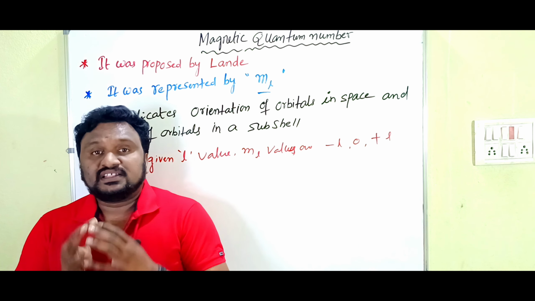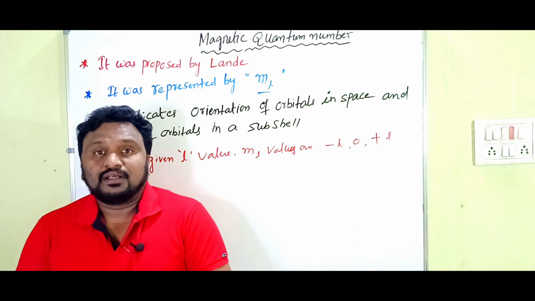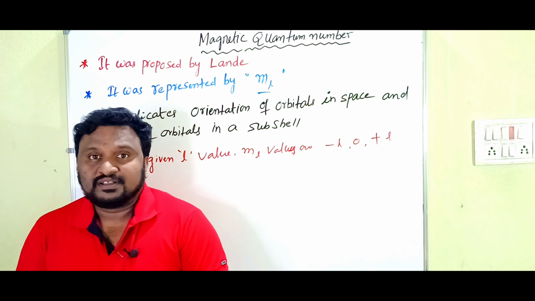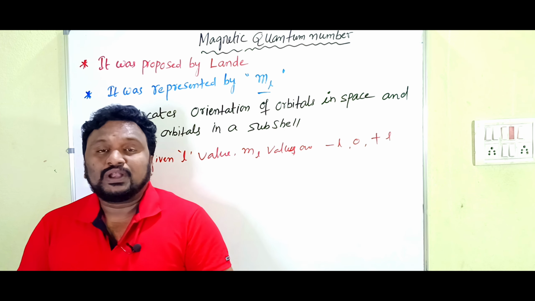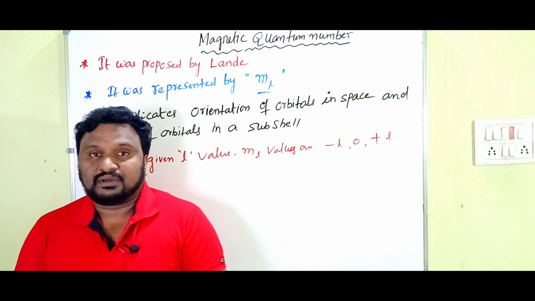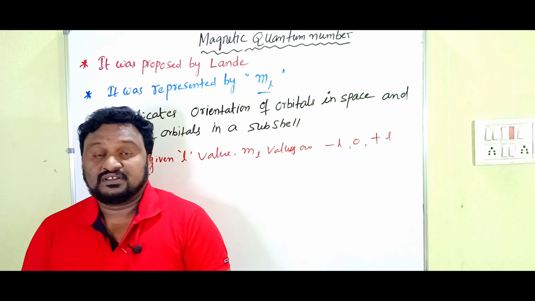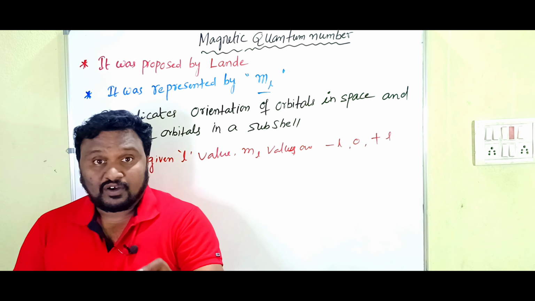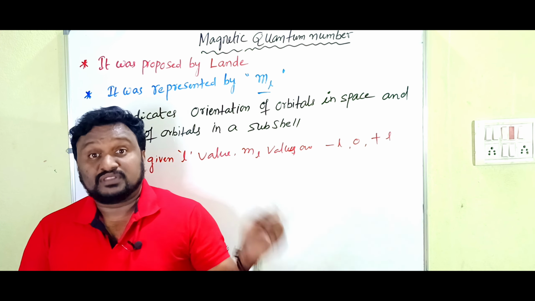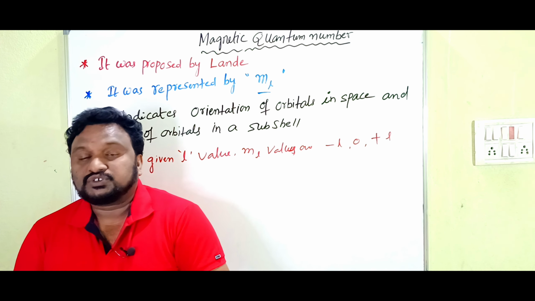Dear students, in this video we are going to discuss the third quantum number, that is the magnetic quantum number. I already uploaded videos regarding the principal quantum number and the angular quantum number. I will provide the links to those videos in the description. You must watch them first. After completing the principal quantum number video and the orbital angular quantum number video, only then come to this video. Okay children, without delay I am going to the topic.